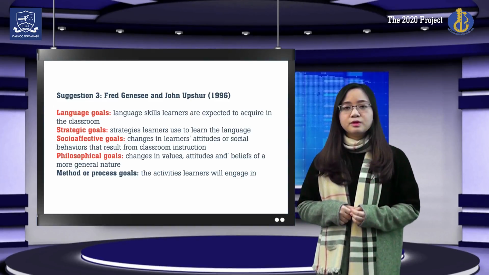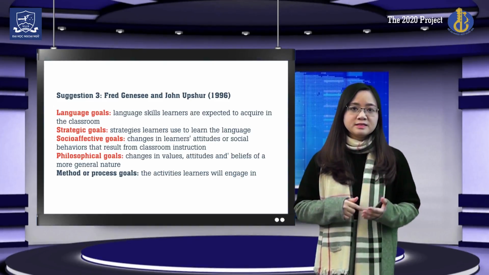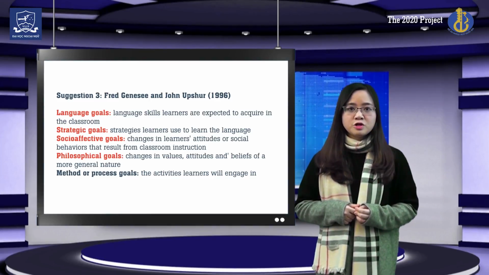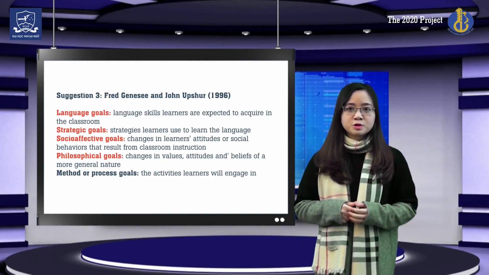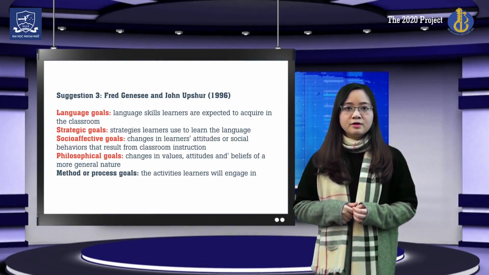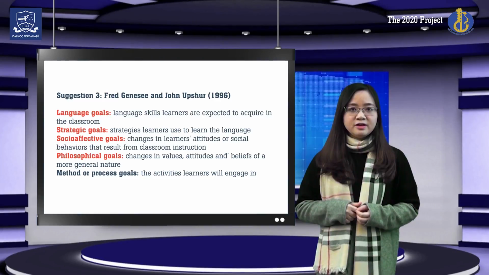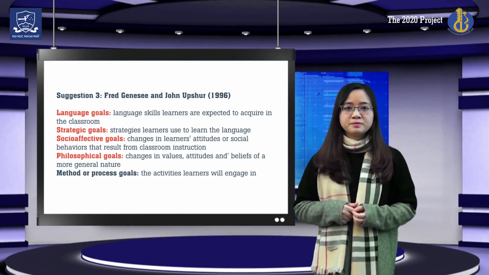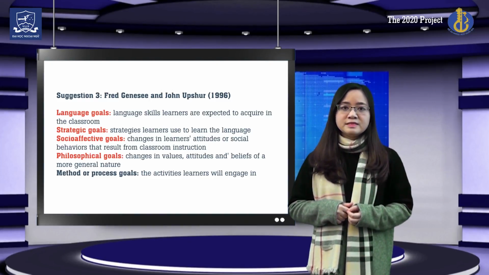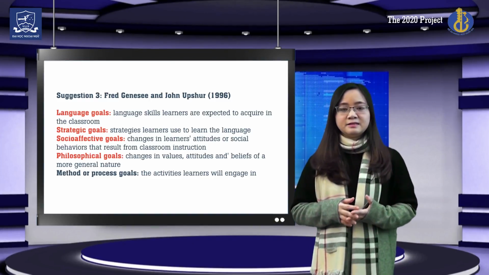Strategic goals identify the strategies learners use to learn the language. The socio-affective goals are changes in the learner's attitudes or social behaviors that result from the classroom instruction. Philosophical goals represent the changes in values, attitudes, and beliefs of a more general nature. Finally, method or process goals cover the activities learners will engage in.